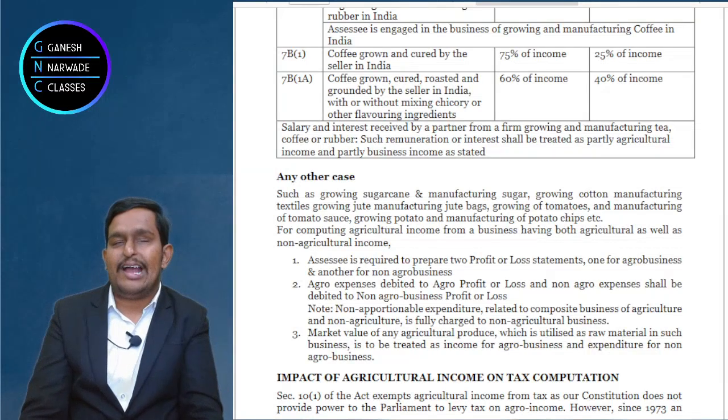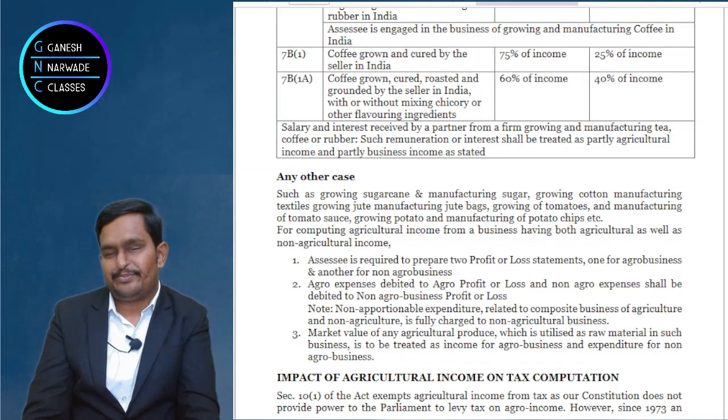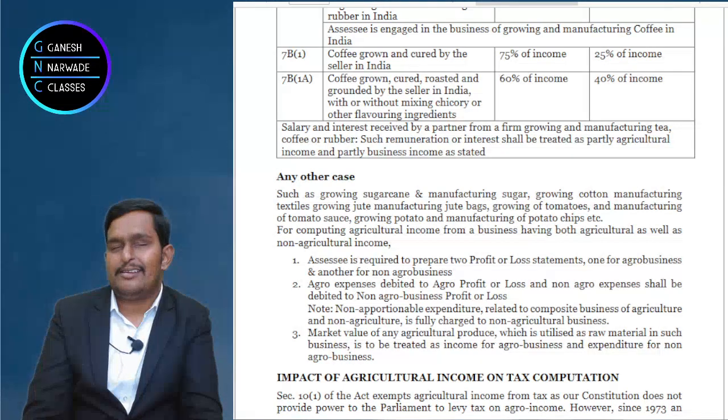This is how we actually do everything. Now, what is the impact of agricultural income on taxation? Agricultural income is exempt from tax. So, what is the relationship with tax?